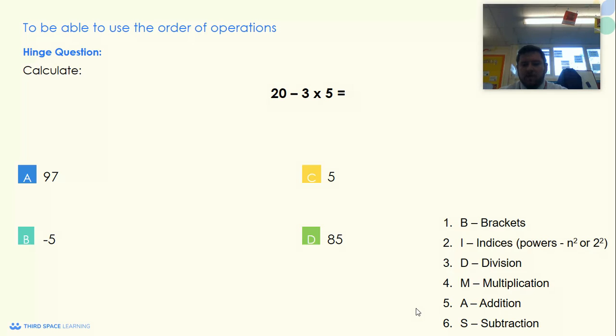If we didn't use BIDMAS, we would do 20 subtract 3, which is 17, and 17 multiplied by 5 is 85. It is really important we use BIDMAS because can you see how different our answers are? We either get an answer of 5 or 85.